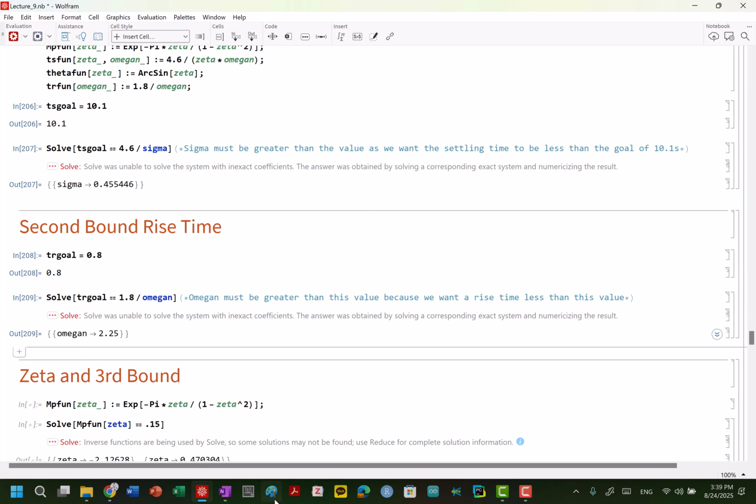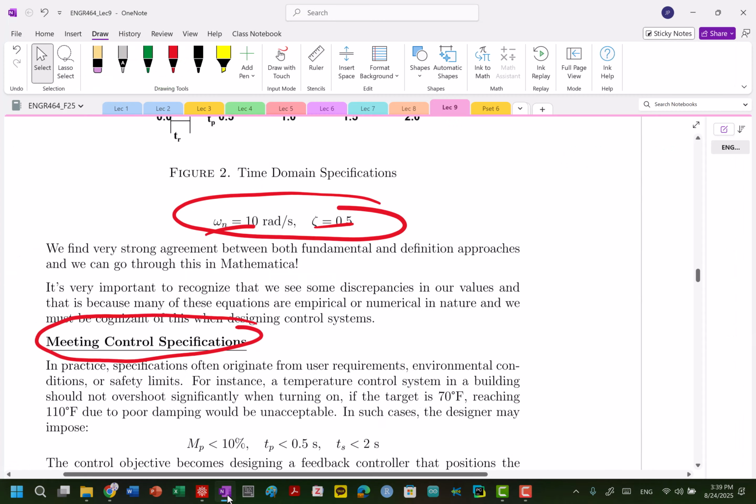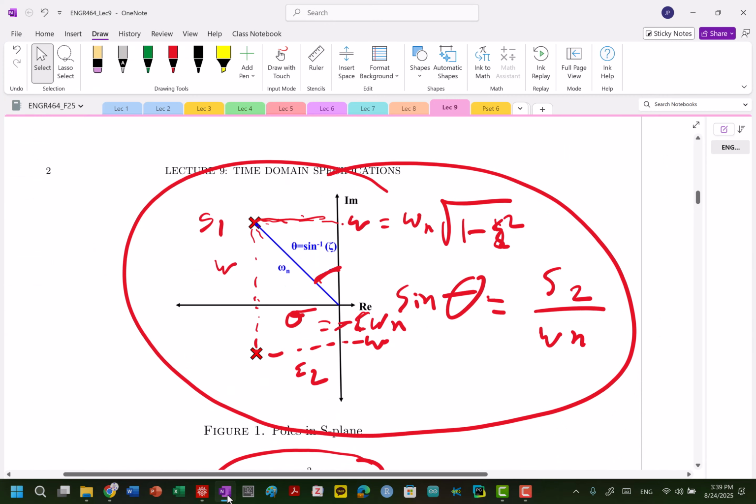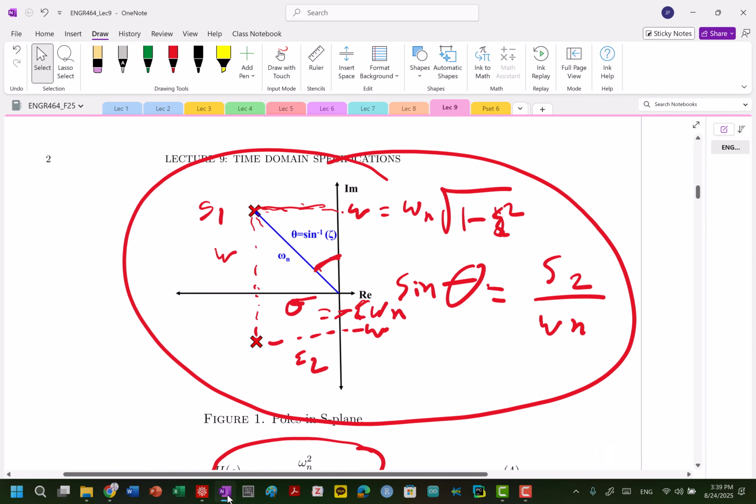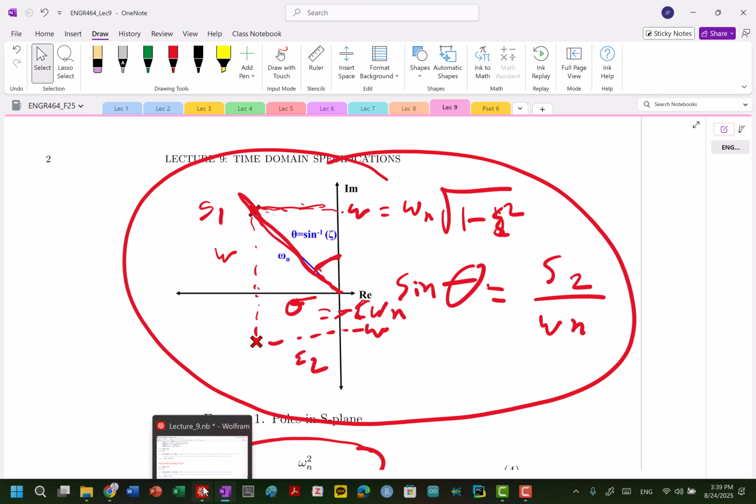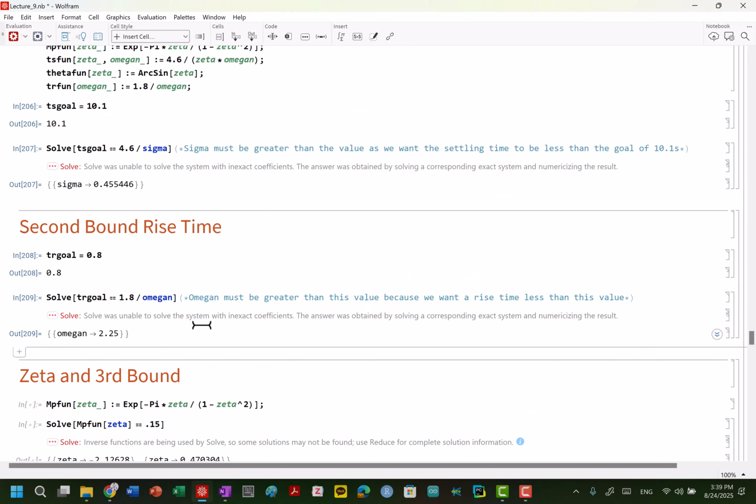Now, if we go all the way back, omega n, right? So our rise time has to be a specific value. Omega n is basically this radius, right? So we need it to fit within this cone, or actually within this radius, as you're going to see in just a second. So let's go back to that.